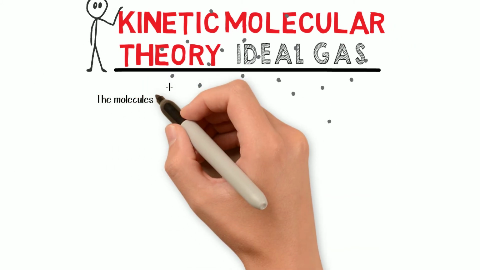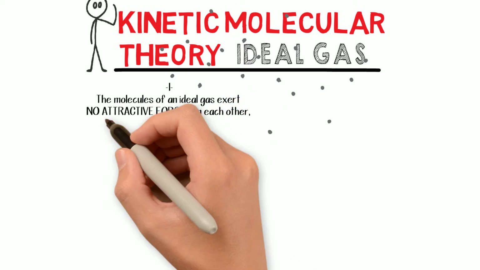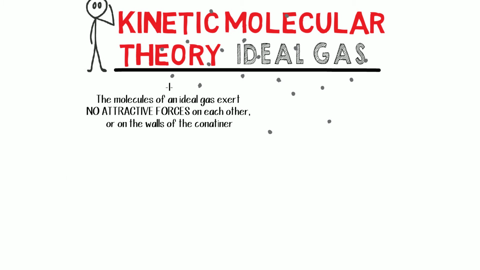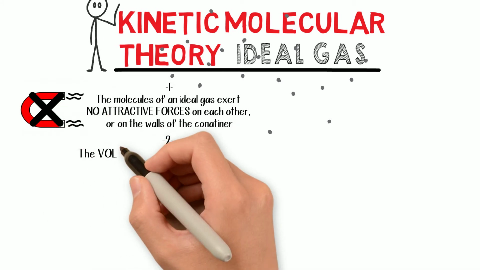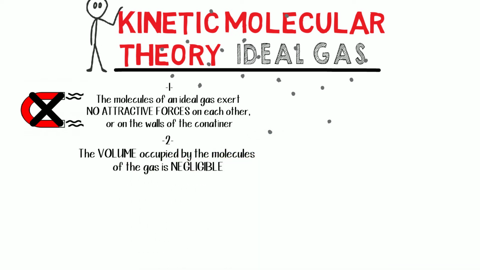The theory states that, first, the molecules of an ideal gas exert no attractive forces on each other or on the walls of the container. Second, it states that the volume occupied by the molecules is negligible. This means that the molecules occupy almost zero volume.